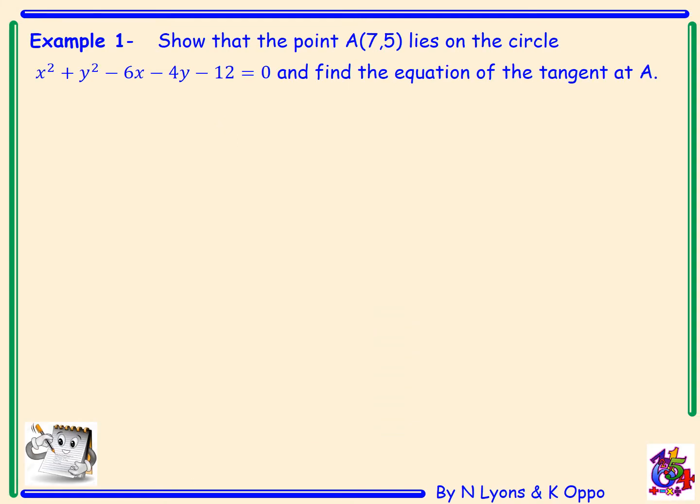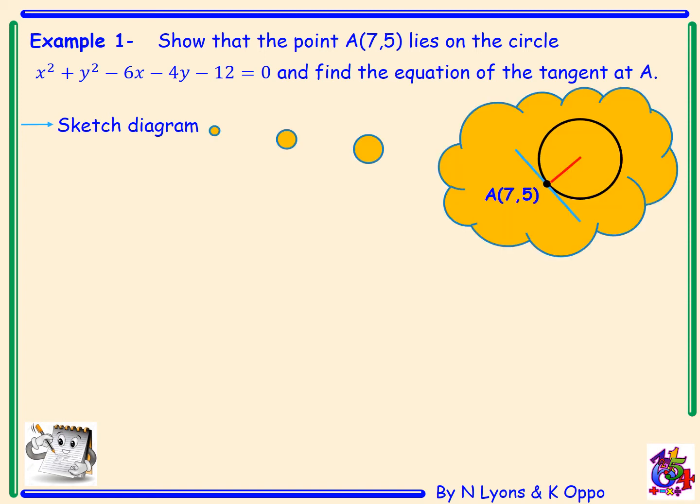Example 1. Show that the point A (7, 5) lies on the circle x squared plus y squared minus 6x minus 4y minus 12 equals 0, and find the equation of the tangent at A. So firstly we'll sketch a diagram. Here we've got a circle, we've got a point (7, 5) and a tangent meeting the circle at that point. We've also drawn in a radius.